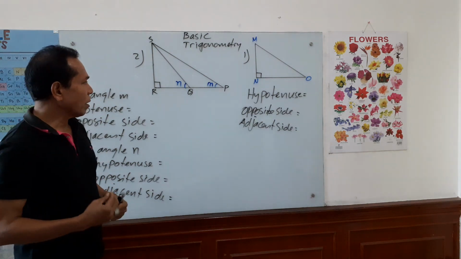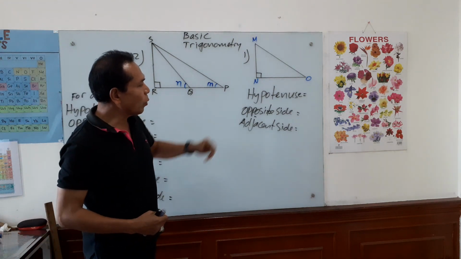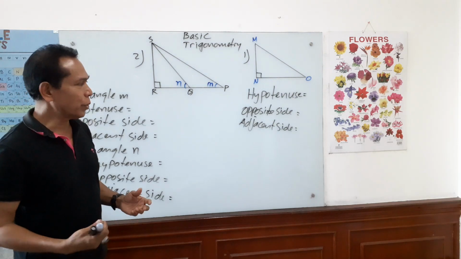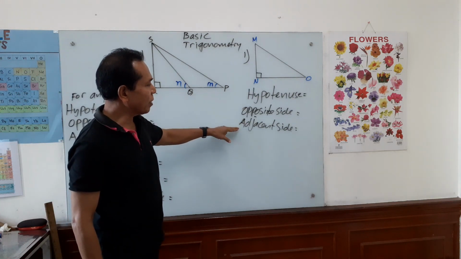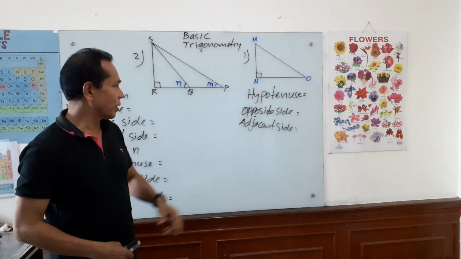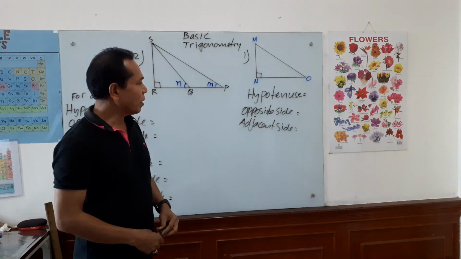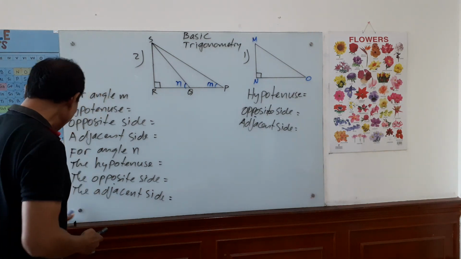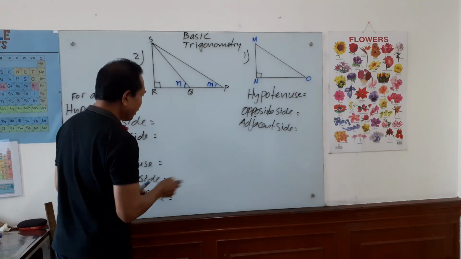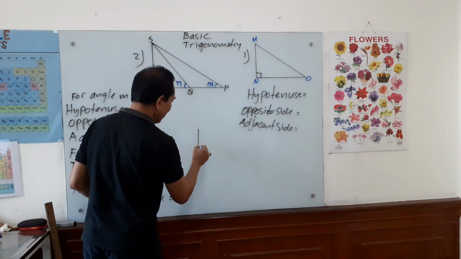Now, in here we have some words that maybe are new to you. We have words like hypotenuse and adjacent. Opposite, you know it. Side also, you know it. But hypotenuse or adjacent, okay? Now I'm going to draw a figure here.